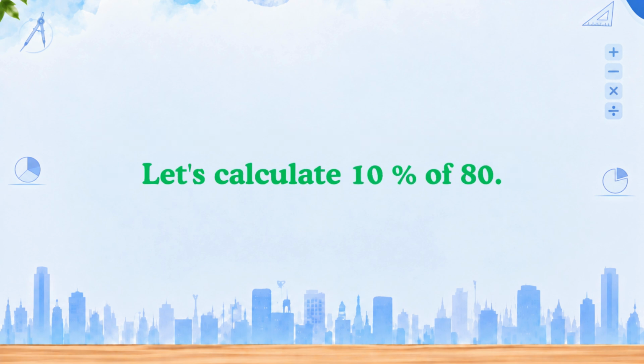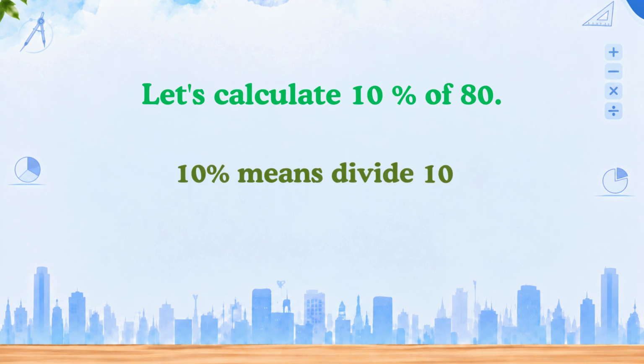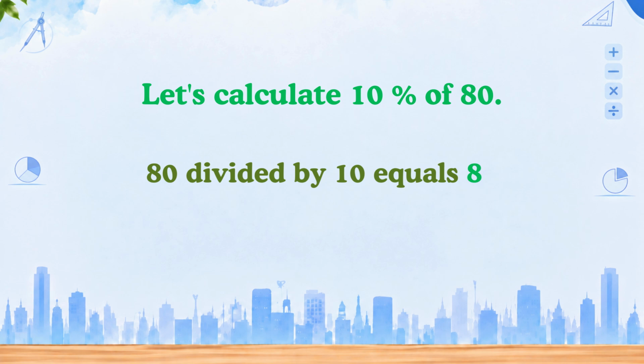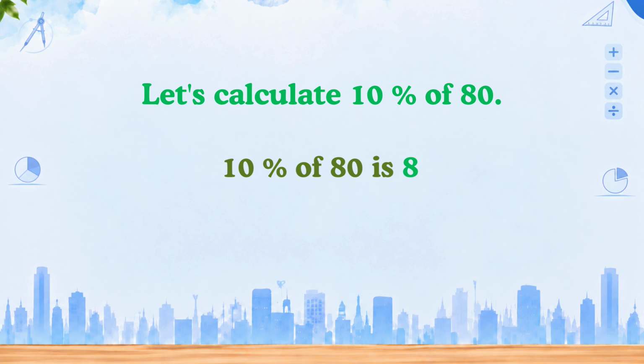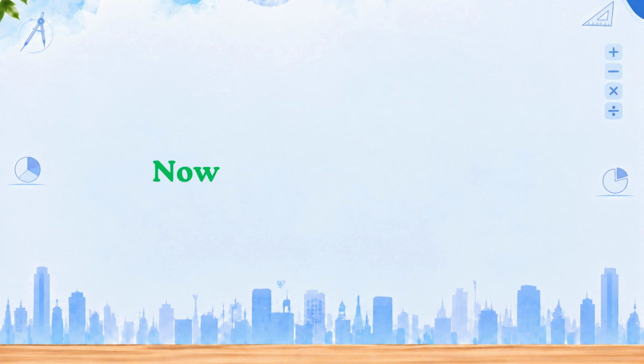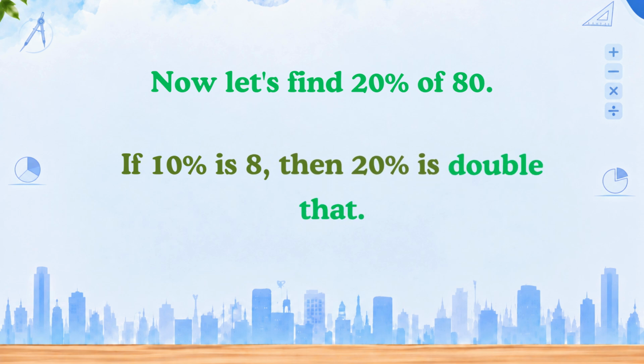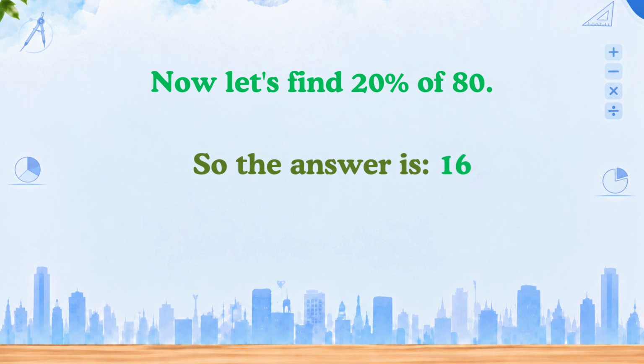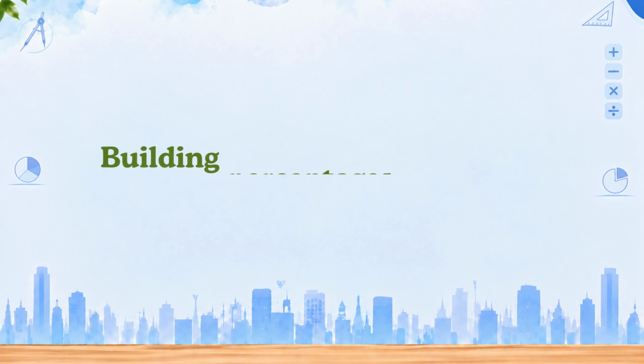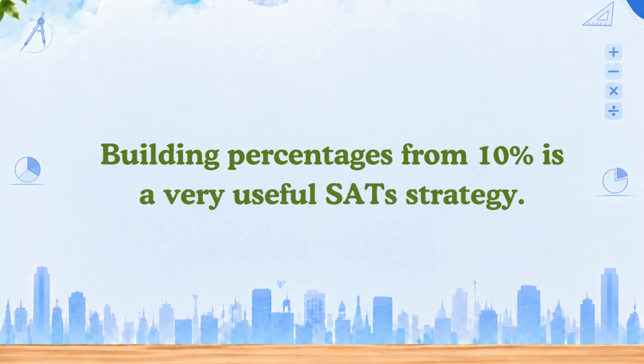Let's calculate 10% of 80. 10% means divide by 10. So 80 divided by 10 equals 8. 10% of 80 is 8. Now let's find 20% of 80. If 10% is 8, then 20% is double that. So the answer is 16. Building percentages from 10% is a very useful SAT strategy.